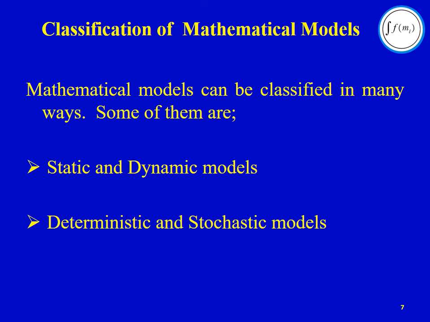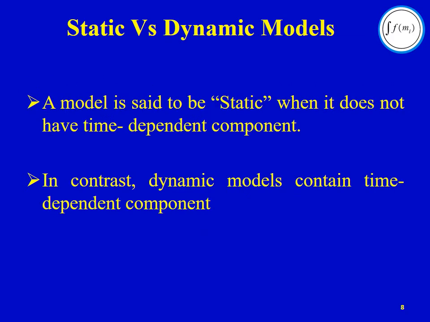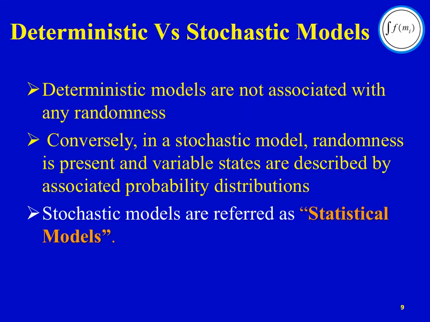There are many classifications of mathematical models: static and dynamic, deterministic and stochastic. What is static and dynamic? If a model does not have a time-dependent component, that model we call a static model. In contrast, if a model contains a time-dependent component, we call it a dynamic model. Mainly the time series models come under the dynamic models.